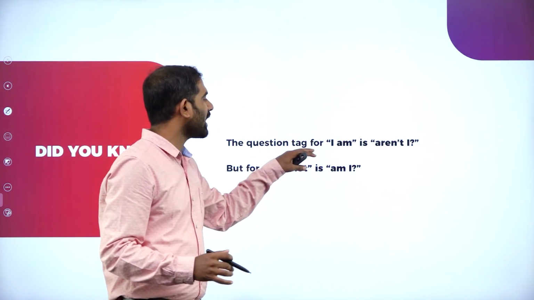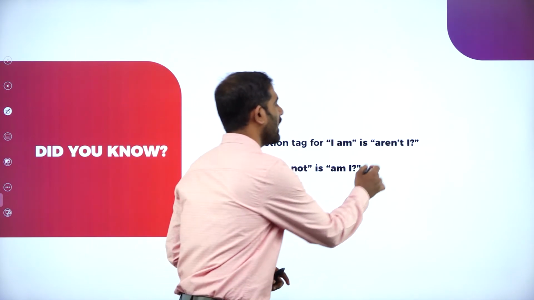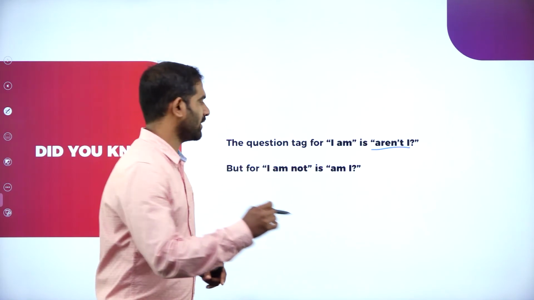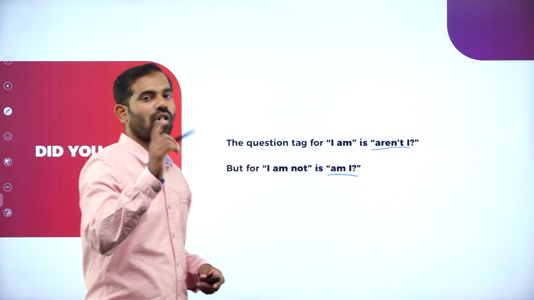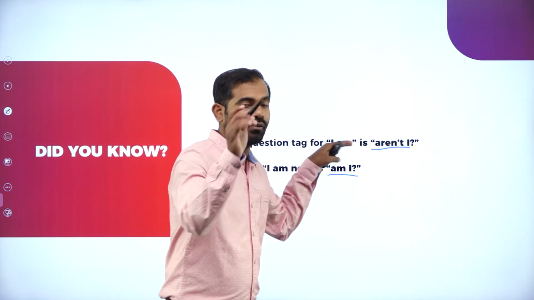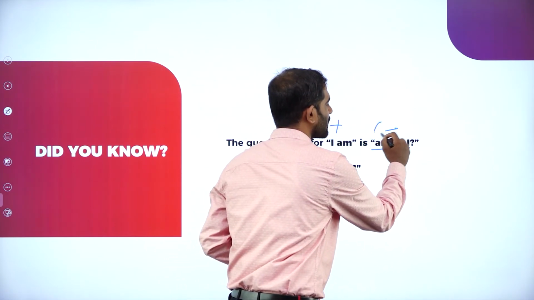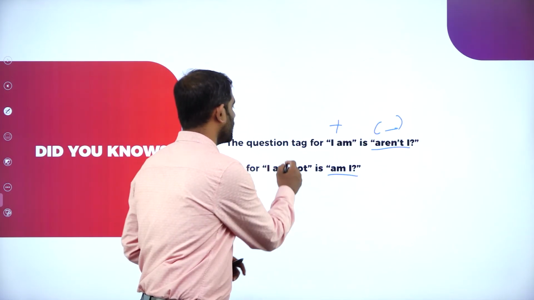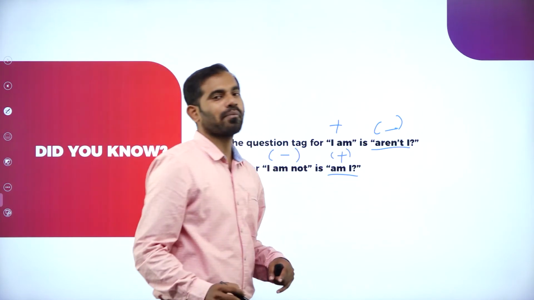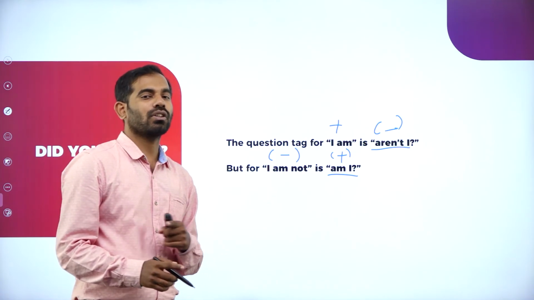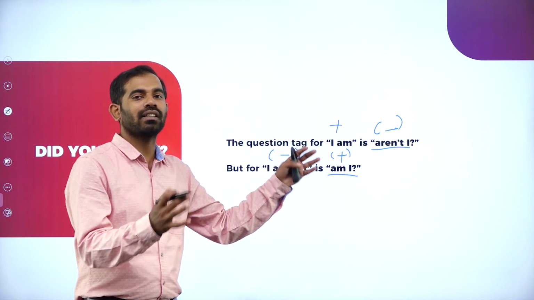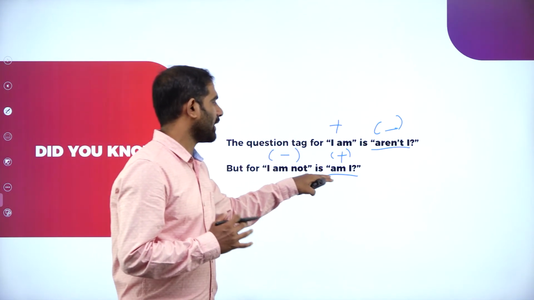If you go to that page and observe, this is what is given at the end. The question tag for I am is aren't I, as I told you. But for I am not it is am I. I have already taught you this in the beginning of the question tag concept. I am, which is positive, the tag is aren't I. If the statement is negative, then the positive question tag would be am I. Keep this rule in mind. It is a must only with I am. So how is it going to change? I am to aren't I and I am not to am I.